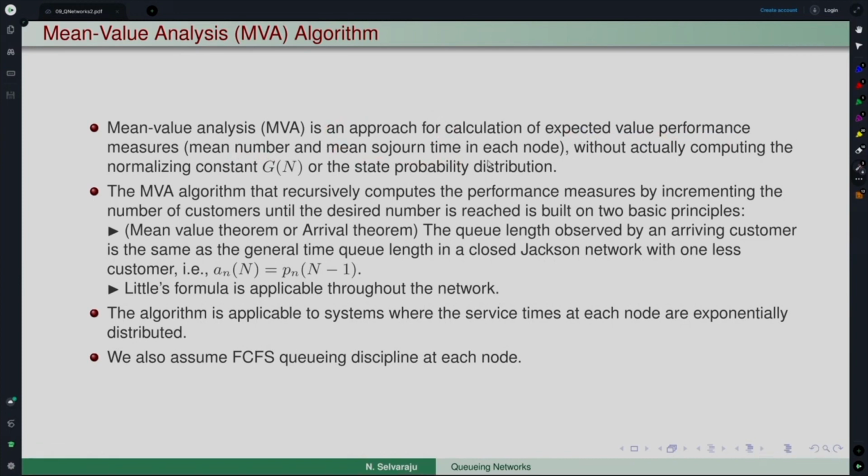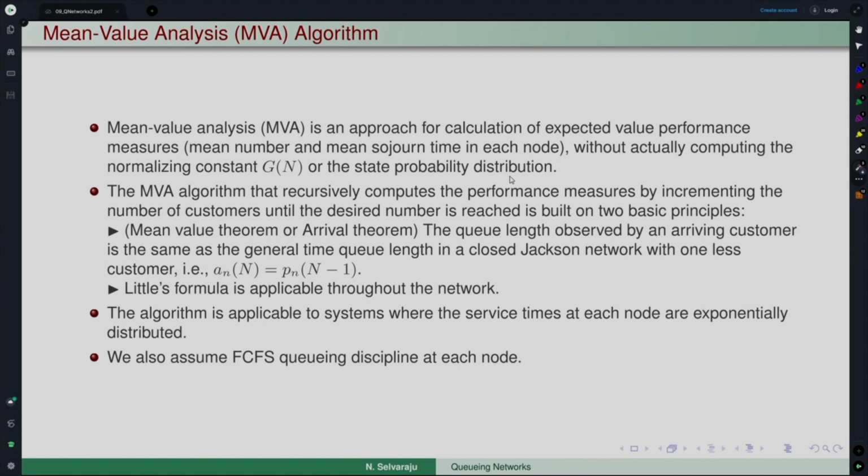In fact, marginal distributions can also be computed, which we can look at in simpler settings, but we are not going to look at it. It is possible that marginal distributions can also be obtained using this algorithm. But now we are not computing the normalization constant or state probability distributions in generality. The objective is to compute directly the mean value measures.